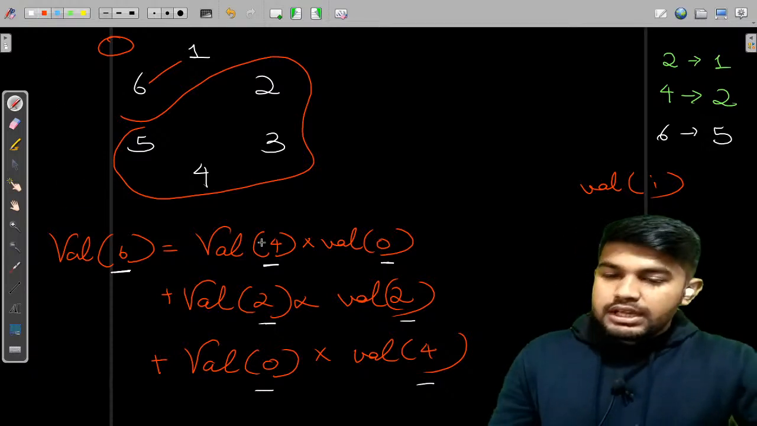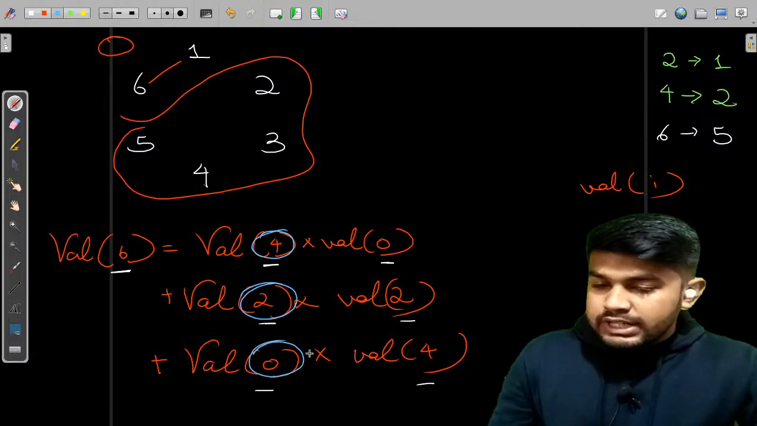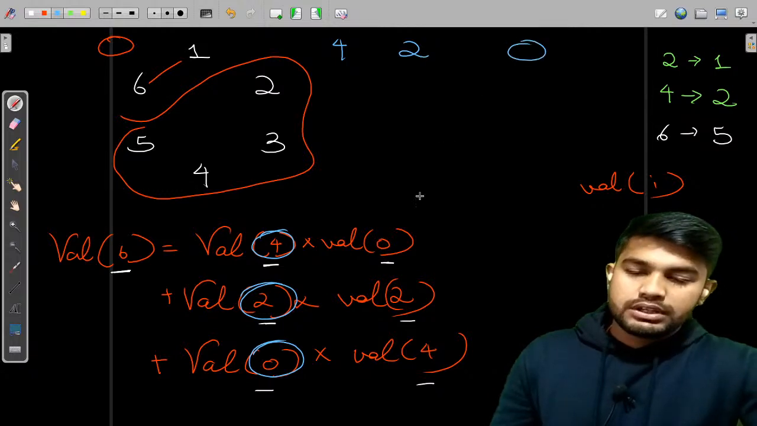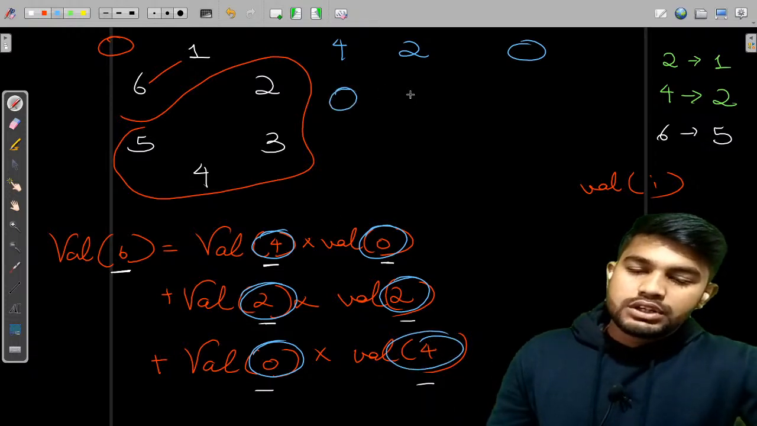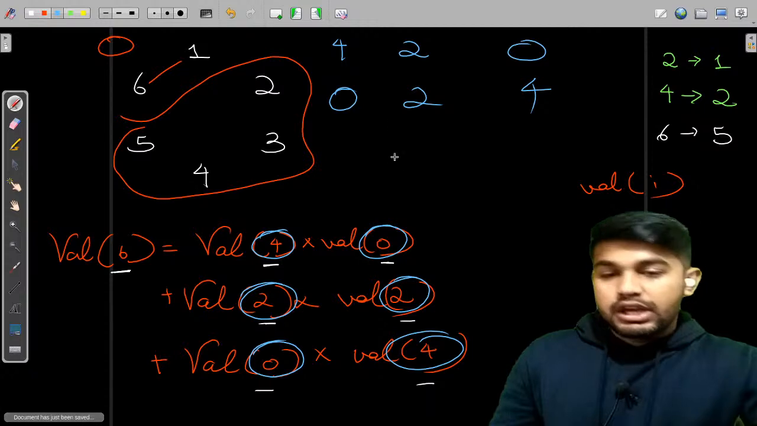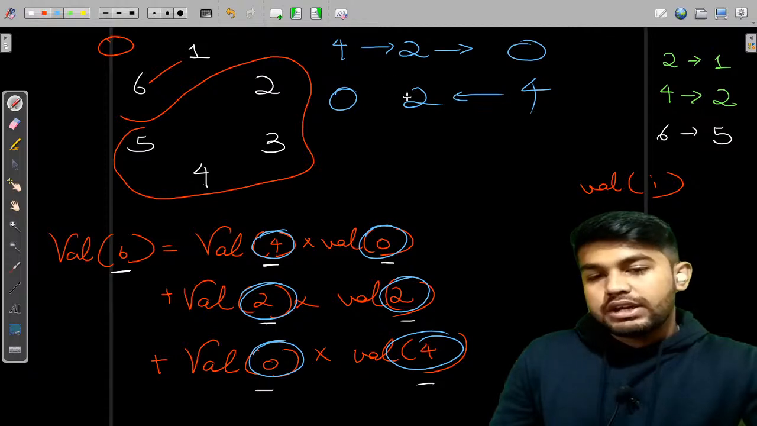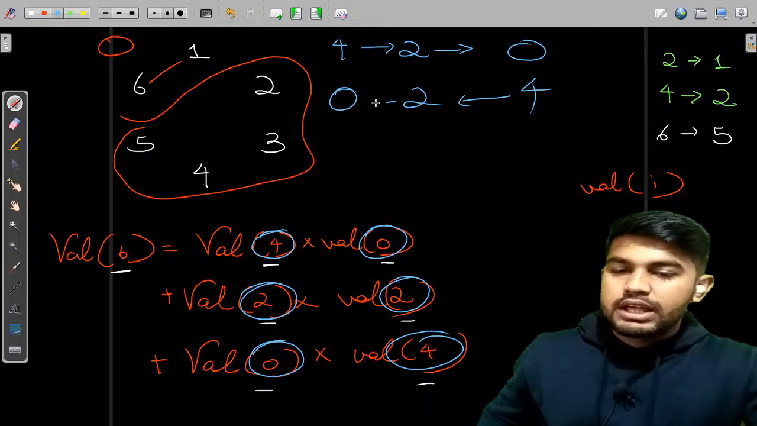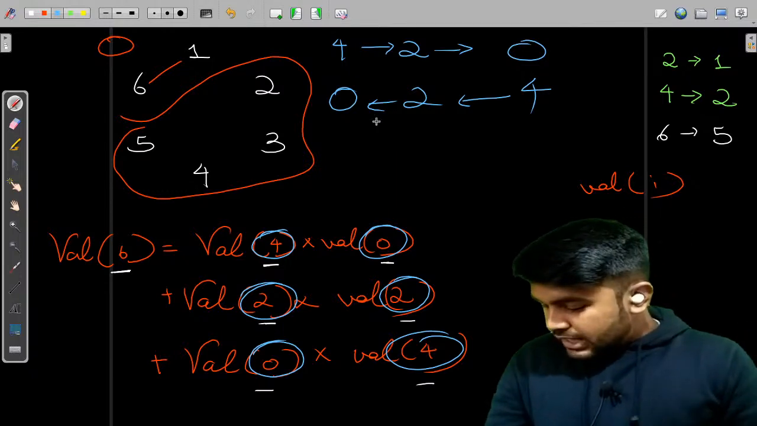What is this AP? The first one is 4. The second one is n, which is 2, and the third one is 0. So we can see that for this side it is 4, 2, 0. For this side 0, 2 and 4. Okay, so one side is decreasing and on this side it is increasing, 0 to 4. Okay, so this much is understood.